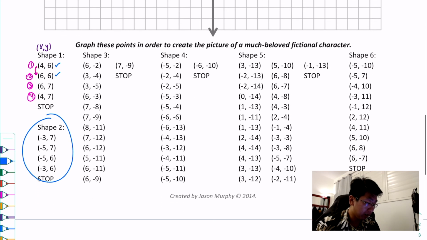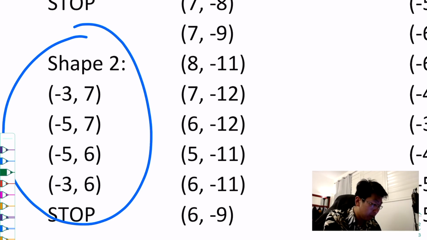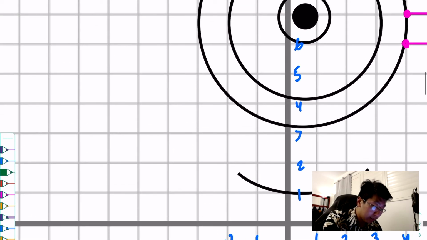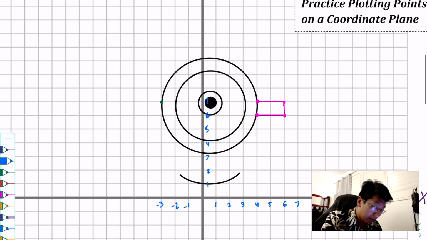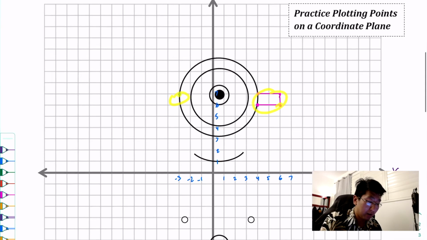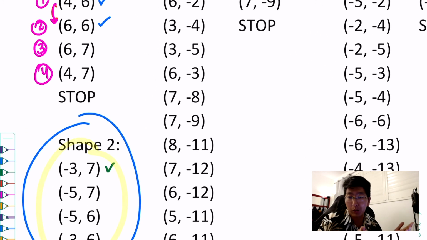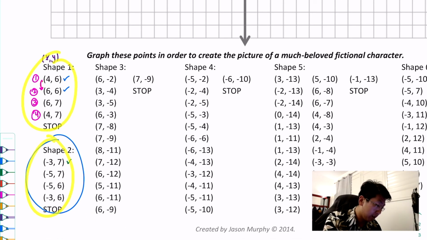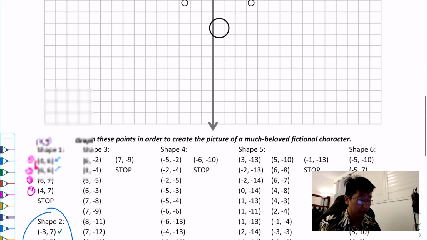Just to be clear, when I start shape 2, -3, 7, right? -3, 7 is right here. I'm not going to connect whatever I did in pink with this second shape, which I'll do in green. At the end, you can make all the colors the same, but these should all be separate lines going from 1 to 2 to 3 to 4. Okay? All right. Good luck.